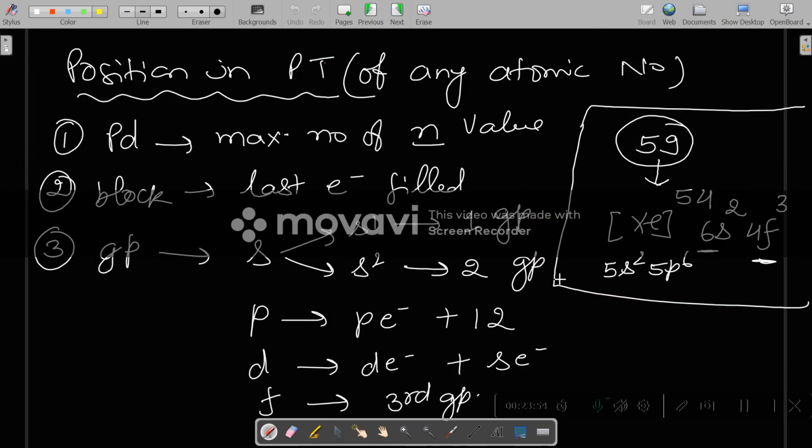This is a very important concept from the examination point of view. So what is the position, the periodicity, of any atomic number? Period: the maximum value of n. Block: where the last electron fills. For S it is 1 or 2 group, for P the P electrons plus 12, for D the D plus S electrons, and F. Okay, write that. You revise it.